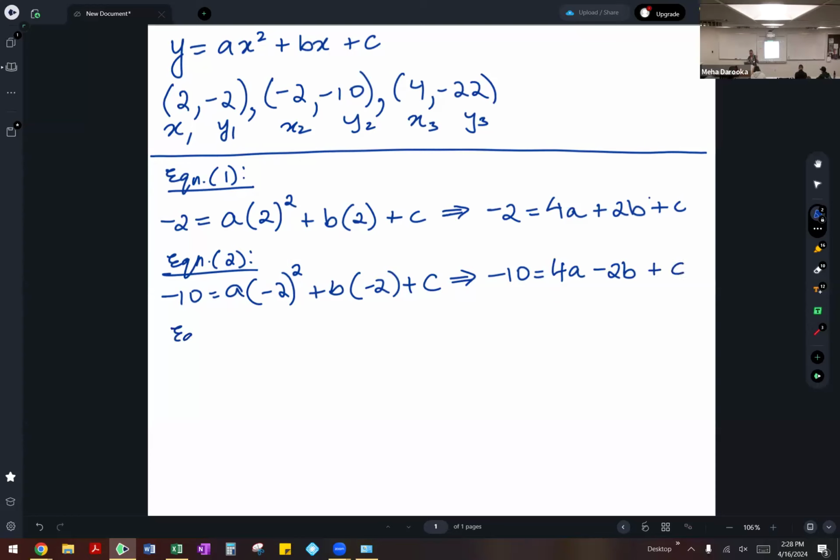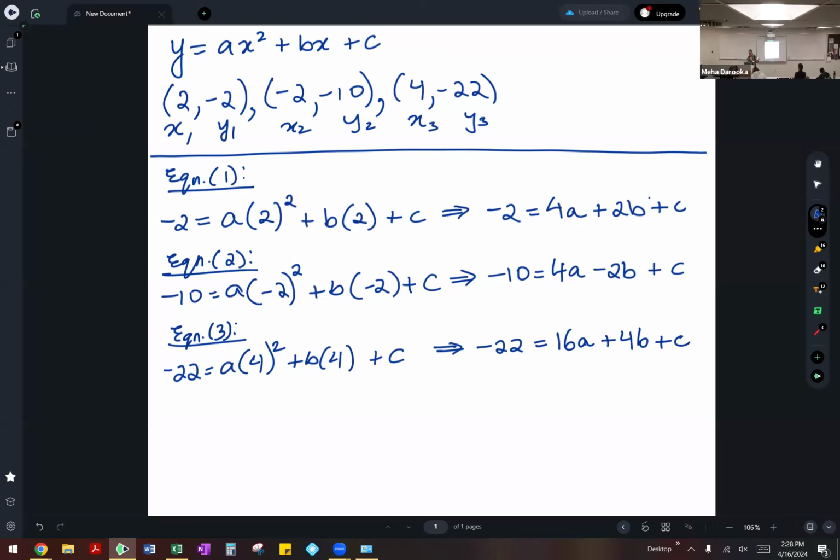The last one, equation 3. So again, for equation 3, our Y value is -22. X is 4, so that will become 4 squared plus B times 4 plus C, which will of course clean up into, let's see, -22 on the left. 4 squared would be 4 times 4, which is 16A, plus 4B, plus C.